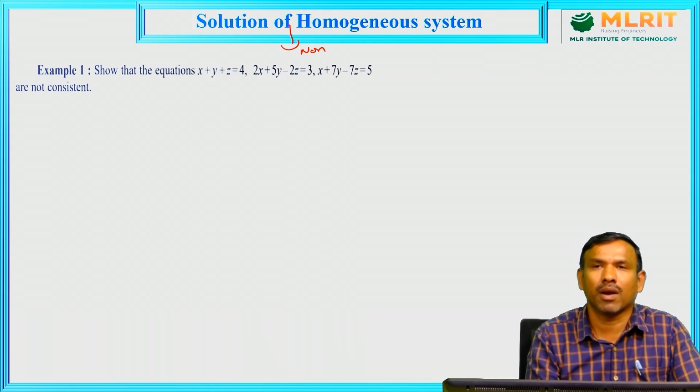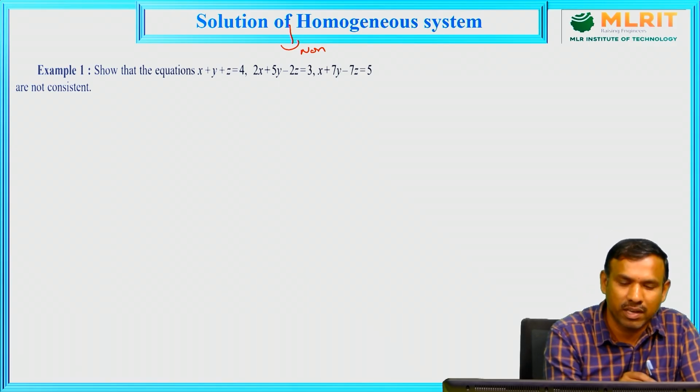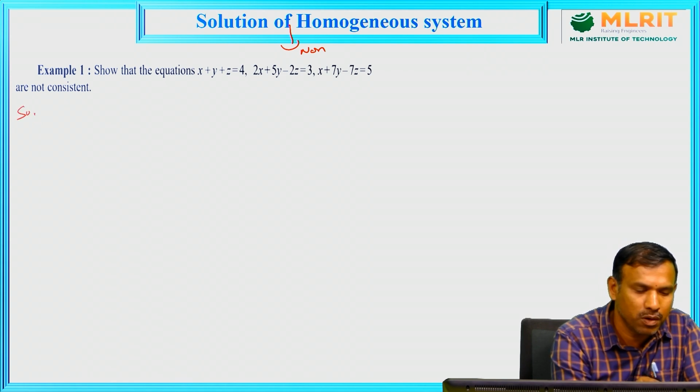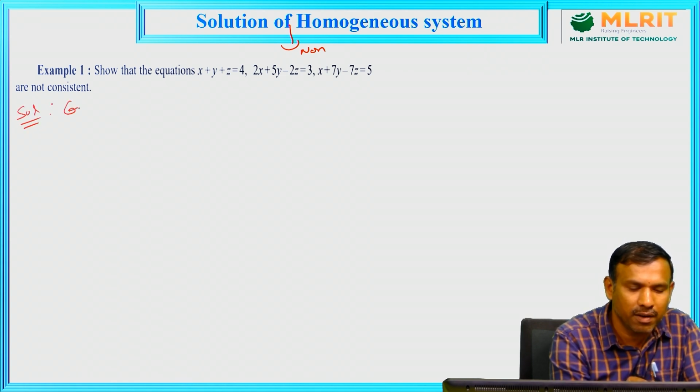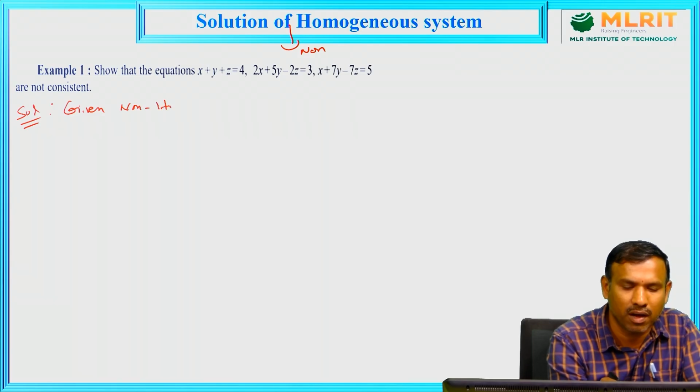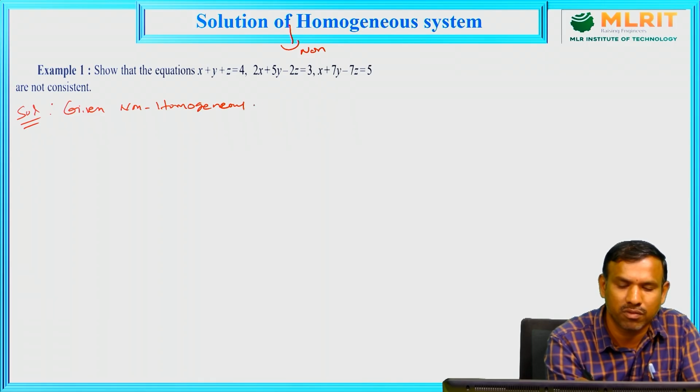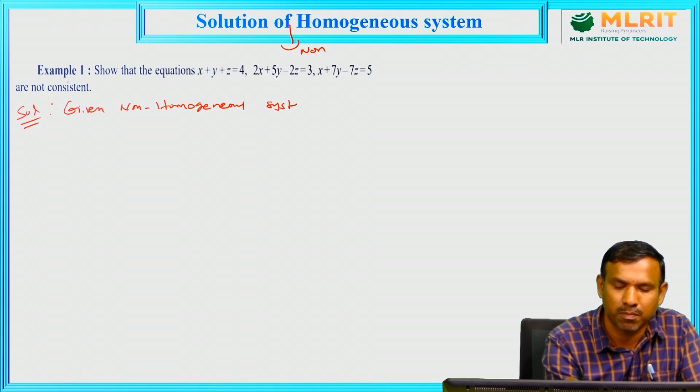Here, the application of rank we are doing at the intermediate level. You have done different methods, but here we are using the rank concept. So let's take the given system. Is it homogeneous or non-homogeneous? Given non-homogeneous, because the RHS part is not completely 0.